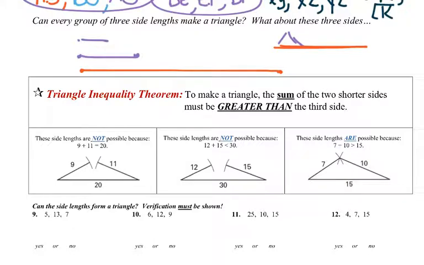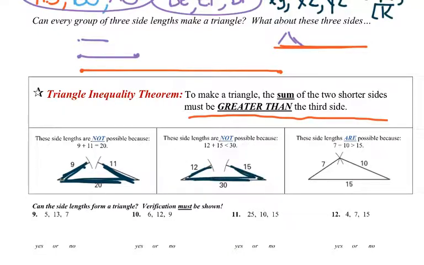So we have this rule, the triangle inequality theorem, we wrote it out for you. To make a triangle, the sum of the 2 shorter sides has to be bigger than the third side. That's what makes a triangle work. So like you can't have sides of 9 and 11 because they wouldn't be tall enough to meet, because this 20 is so big. Same thing here, the 12 plus the 15 is only 27. It's not bigger than 30. These are possible because 7 plus 10 is bigger than 15.